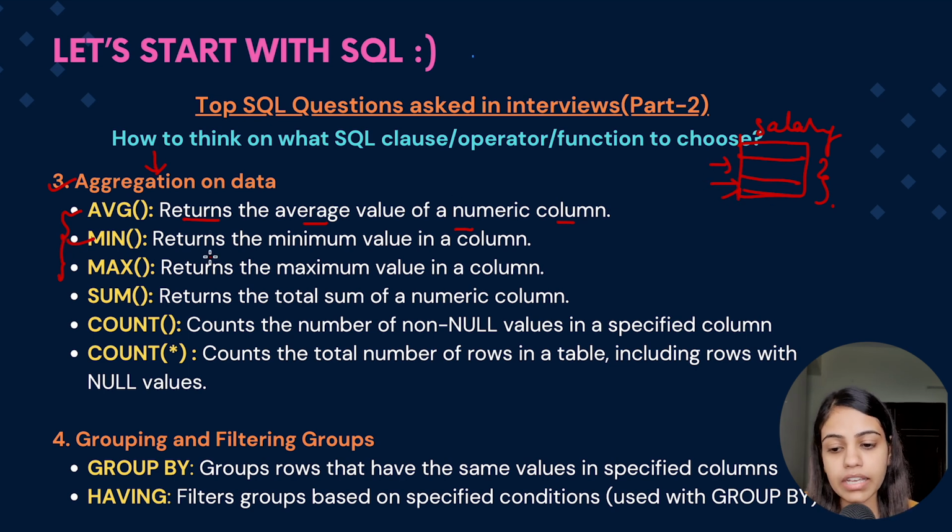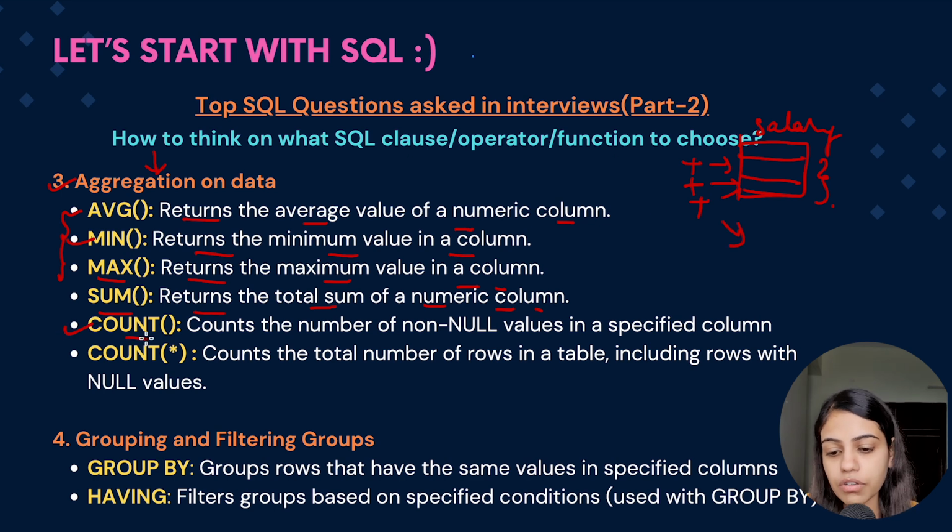Now coming to min, it returns the minimum value in a column, like the minimum salary. Coming to max, it returns the maximum value in a column. So if we want the maximum salary, we can use this. Coming to sum, it returns the total sum of the numeric column. It adds all the records present in the salary column and gives me the total sum.